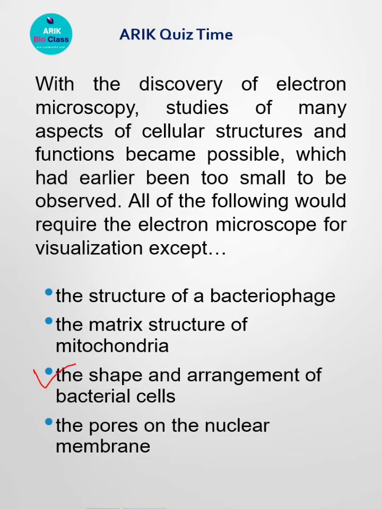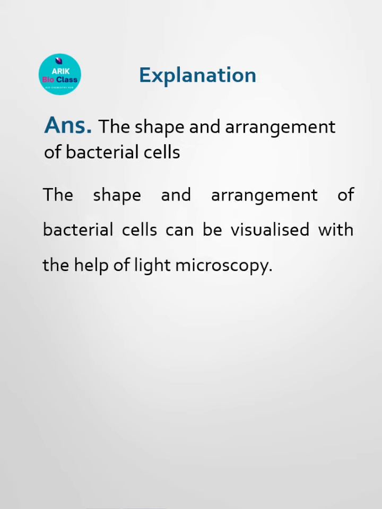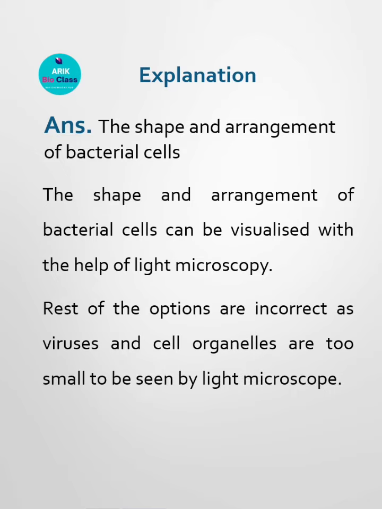the shape and arrangement of bacterial cells. Let's see why. Because the shape and arrangement of bacterial cells can be visualized with the help of light microscopy. So the rest of the options are incorrect, as viruses and cell organelles are too small to be seen by light microscopy. So our answer would be the shape and the arrangement of bacterial cells.